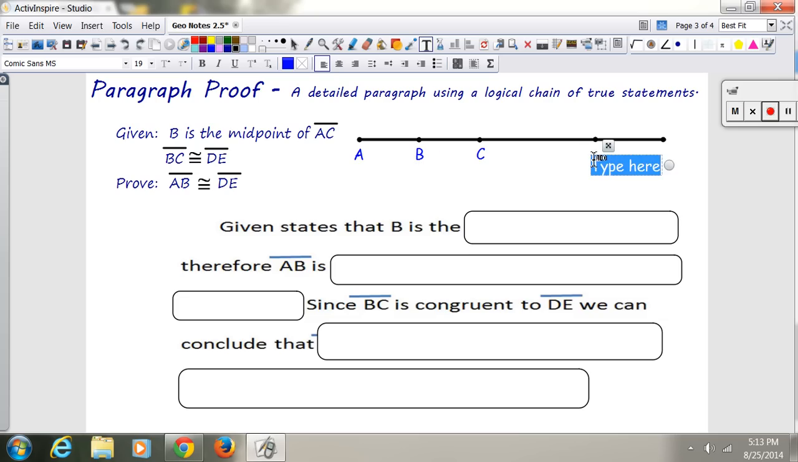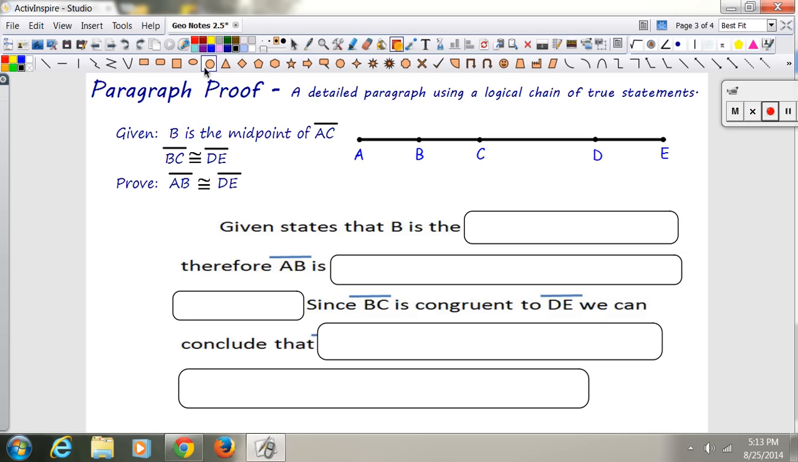So that means that D is right here, E is right here. And it's telling us that BC and DE are also the same. So what I'm going to do is, in red, put the little tick marks. Because if this is a midpoint, that means that it makes two equal pieces. So since B is in the middle, those have to be equal to each other because it's a midpoint.